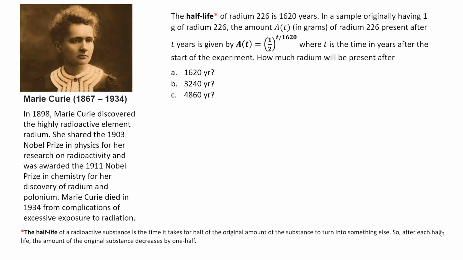When something is breaking down constantly, it's decaying. So when we talk about the half-life of a radioactive material, that means the time it takes for half of the original amount of a substance to turn into something else. After each half-life, the amount of the original substance decreases by half. So this says that the half-life of radium is 1,620 years. And this is how they do some kinds of dating of old objects.